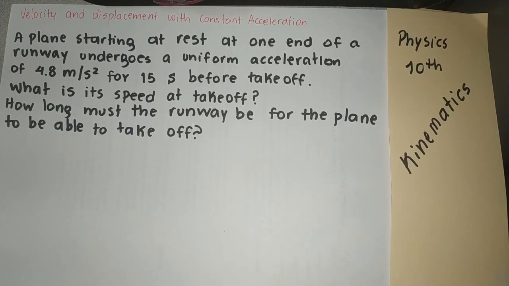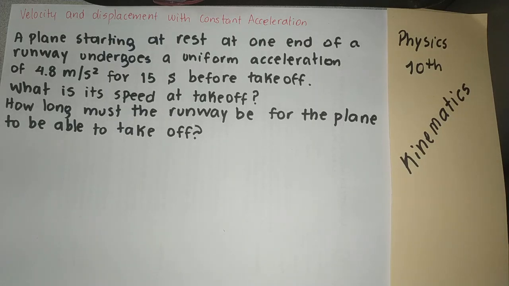Now, for the last problem, the topic is velocity and displacement with constant acceleration. I'm going to read the problem as usual. A plane starting at rest at one end of a runway undergoes a uniform acceleration of 4.8 meters per second squared for 15 seconds before takeoff. What is its speed at takeoff? How long must the runway be for the plane to be able to take off?